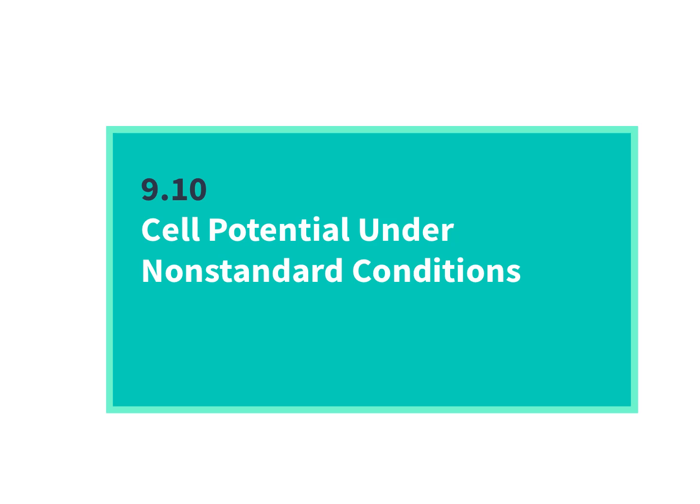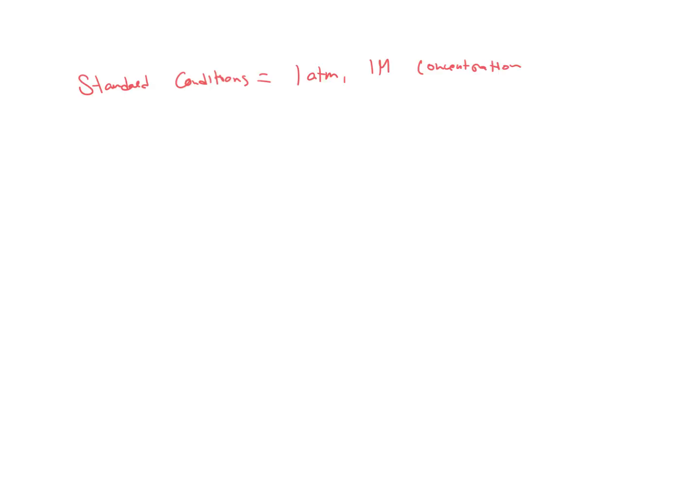Hi everyone, today we're going to talk about topic 9.10, cell potential under non-standard conditions. So far we've described electrochemical cells that are at standard conditions. In other words, it's at 1 atmosphere and 1 molar concentration. But oftentimes we don't have cells at these standard conditions. We have cells at non-standard conditions. When we have a cell at non-standard conditions, we use what's known as the Nernst equation.